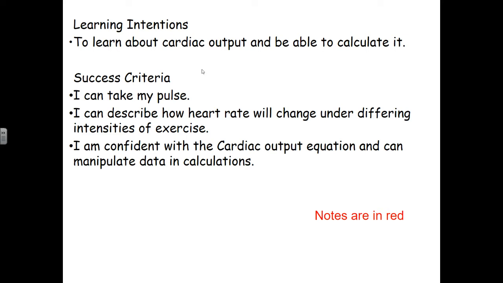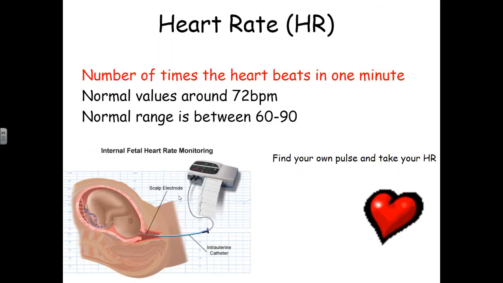You have to work out how many times the heart pumps, and every time it pumps, how much volume it pushes out. If you multiply those numbers together, you'll get the number of times the heart pumps in a minute times the volume per pump, which is how much it puts out per minute. It's very simple. You'll be able to take your pulse, hopefully. You'll be able to describe how heart rate will change under differing intensities of exercise. And you'll be confident with the cardiac output equation and be able to manipulate it in different ways.